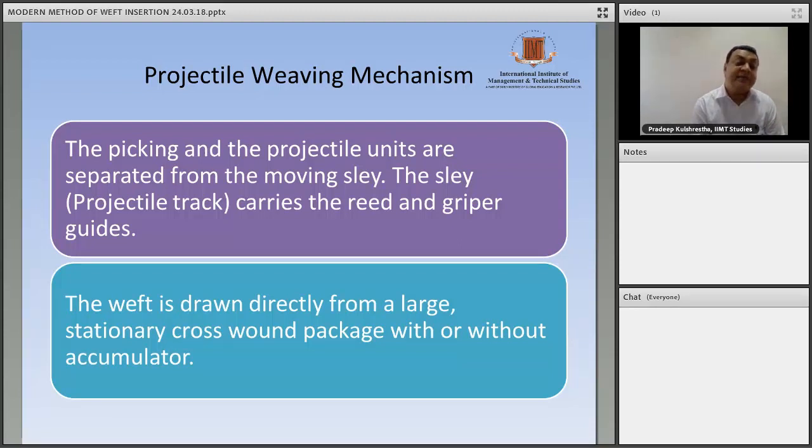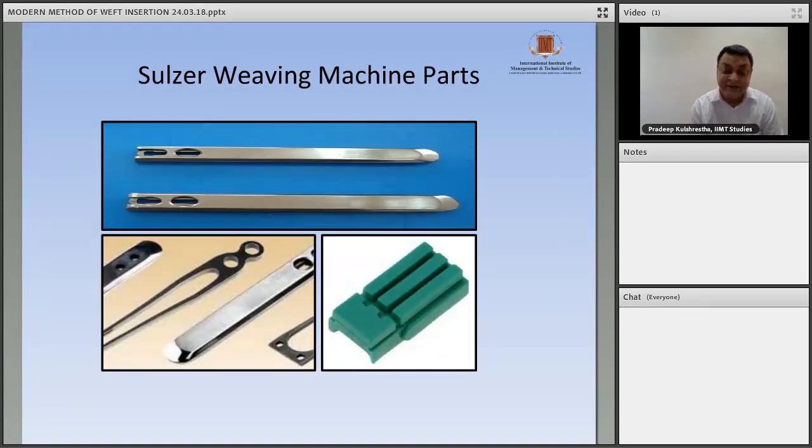The weft is directly drawn from a large package, with or without an accumulator, to facilitate unwinding of the yarn.